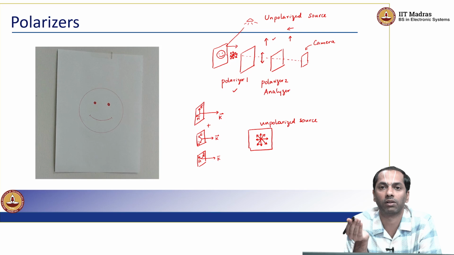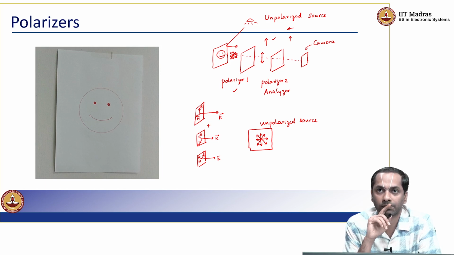It is able to filter a source, an electromagnetic wave, which has electric fields oscillating in different orientations, and it is only able to give you a pure, very specific direction for the electric field oscillations that is exiting the polarizer. Okay.